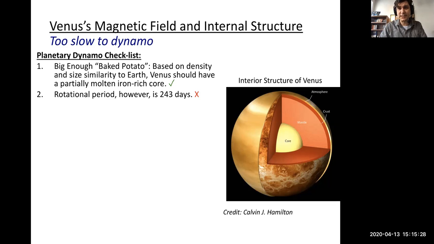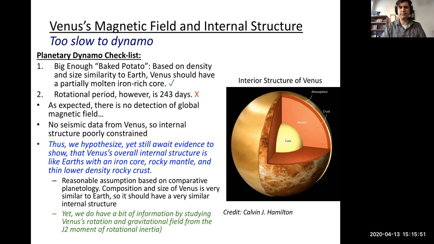Does it rotate fast enough to drive the dynamo? Well, its rotation period is 243 days. The limit that I had put is 50 days. This is about 5 times longer. This is way too slow to dynamo. So it's expected, and we do not detect a global magnetic field. So Venus does not have a global magnetic field.